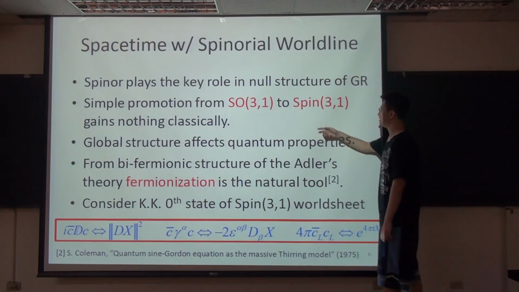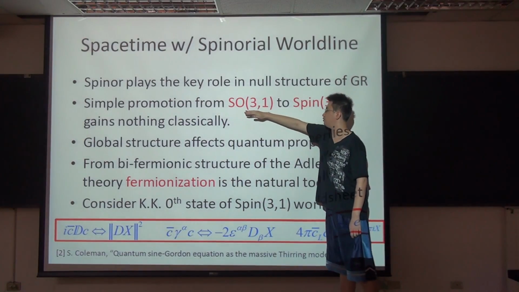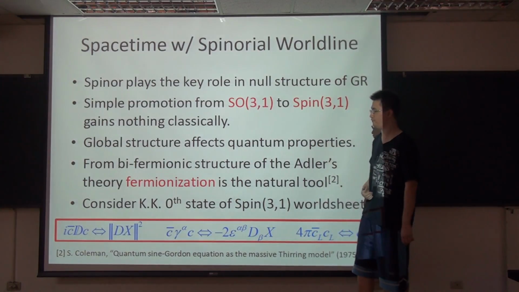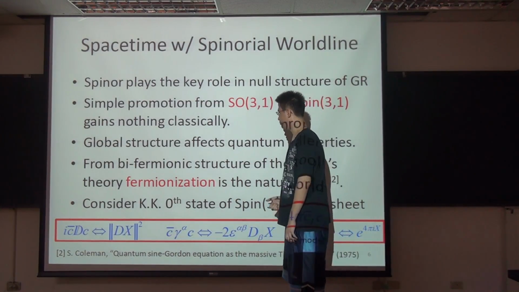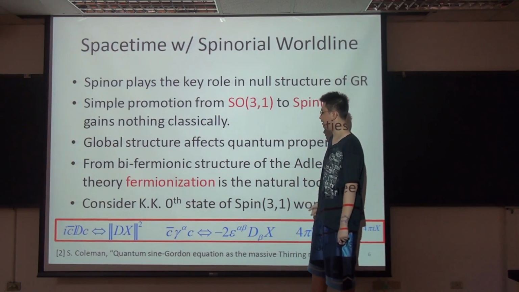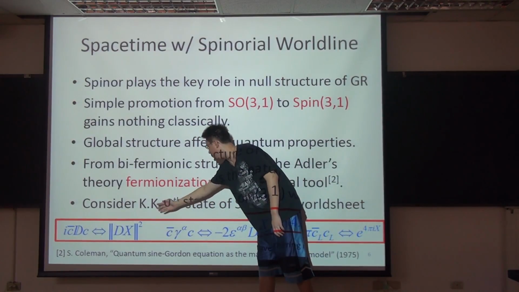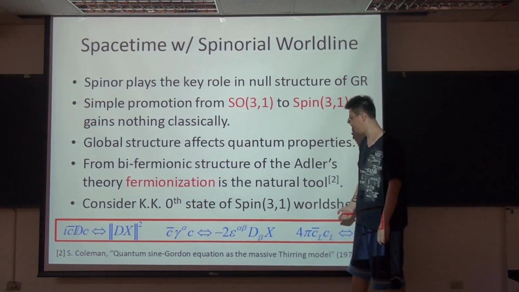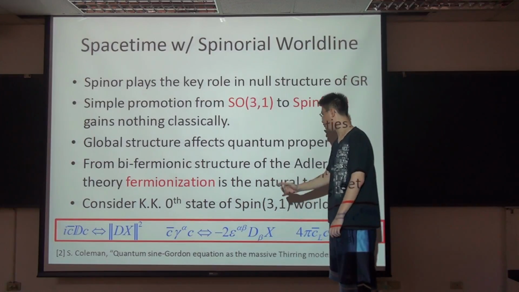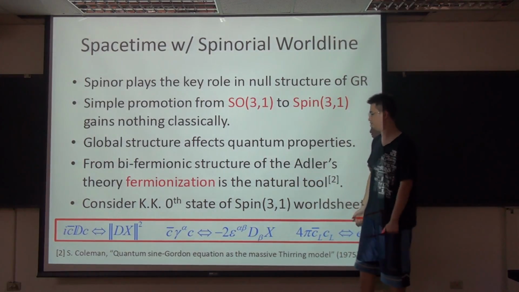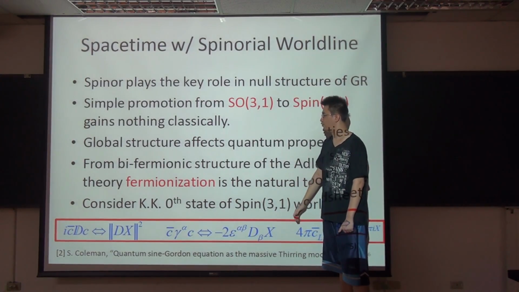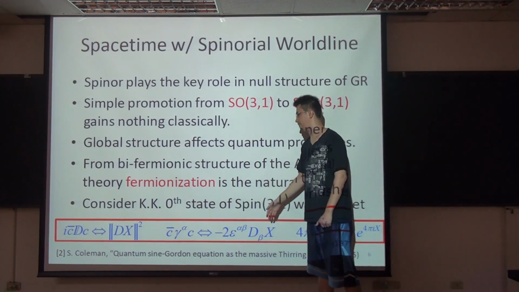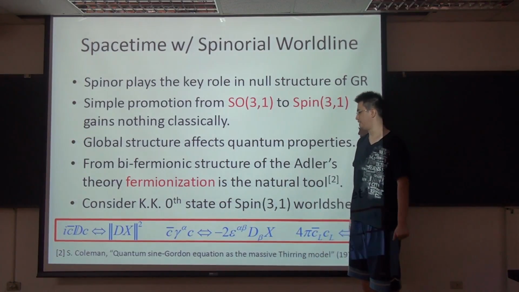So simply by promoting our symmetry for the geodesic from SO(3,1) to Spin(3,1), we already get something. To compute this quantum system, we consider a very simple generalization by considering the ground state of a Spin(3,1) worldsheet. By considering a worldsheet, we can use fermionization to rewrite the originally bosonic system into a fermionized system by using the quantization dictionary.